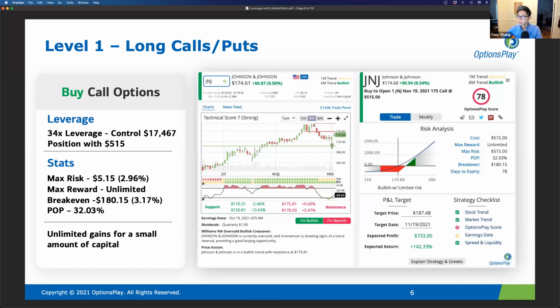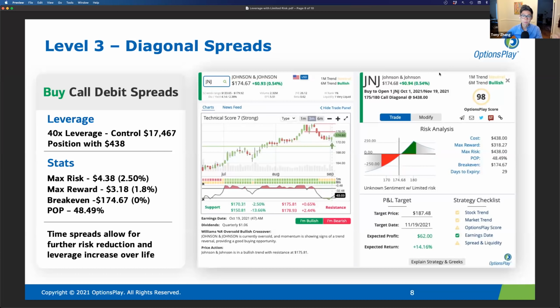Are you suggesting we roll the short October 180s if it's at the money on October 15th? Yes. So whenever you're trading a time spread, you want to roll your call option. The goal is to keep rolling and keep bringing in premium to offset the cost of that long call.